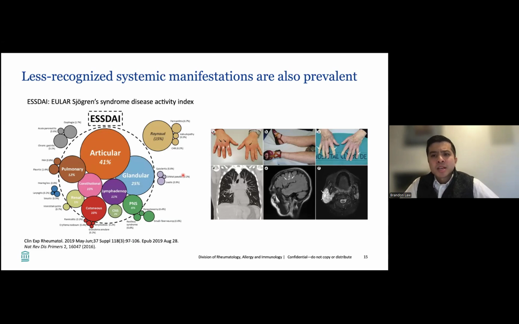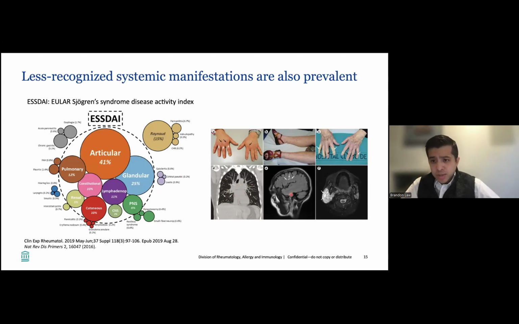These are manifestations that include things that are outside of dry eye, dry mouth typically. They can involve rashes that are immune in origin. They can include inflammation of the lungs. So here is a CT scan of a patient's lungs showing areas of inflammation with the arrows.